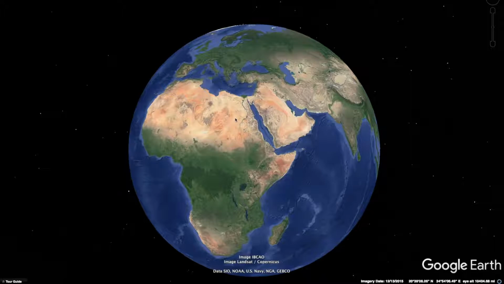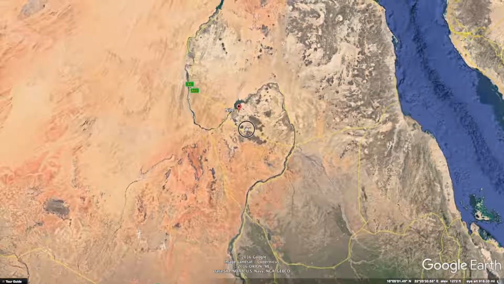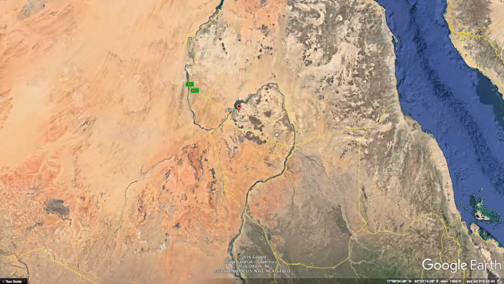I'm really fascinated by the Google Earth tool that allows you to view an elevation profile between 2 points or a drawn path over the surface of the Earth. What I thought would be interesting is if I mapped out a portion of the Nile River. The Nile River is the longest river in the world.